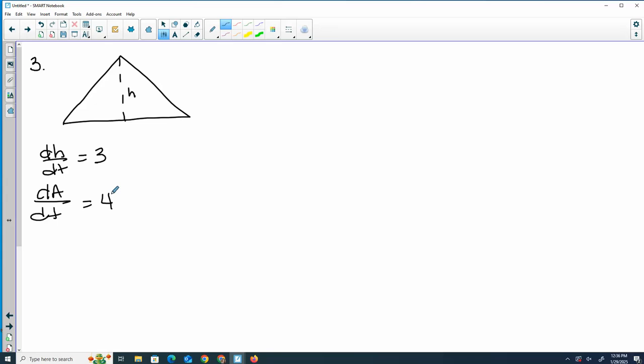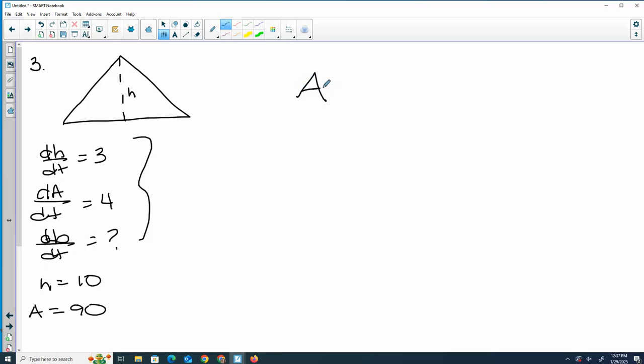At what rate is the base of the triangle changing? So I'm looking for my base, I'm going to call that dB/dt. I'm looking for the rate, so that's why I know it's the derivative. That's the thing I don't know. When the altitude is 10, so that means the height is 10, and the area is 90. So that's the stuff I have. If I am going to use these derivatives, what formula am I using? The area of a triangle is 1/2 the base times height.